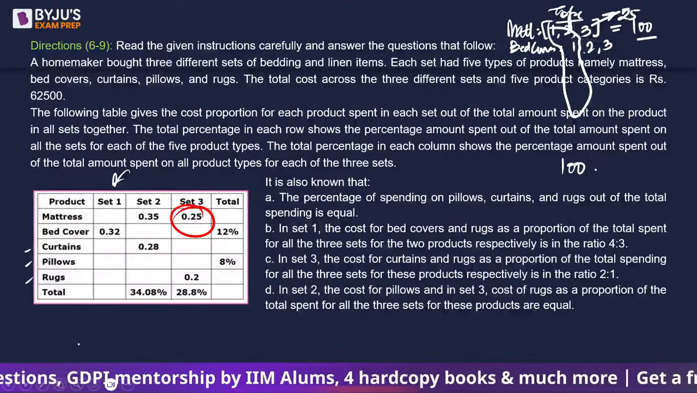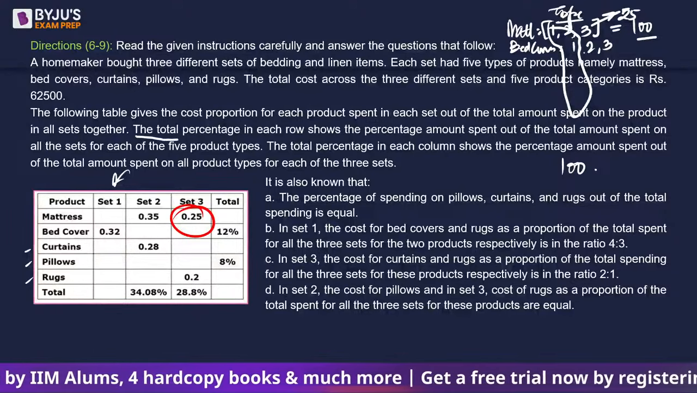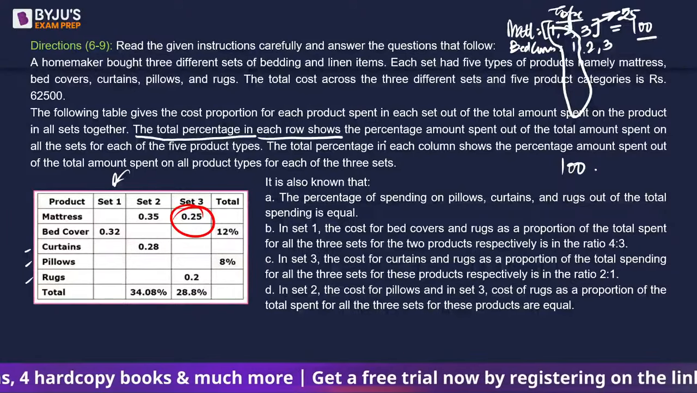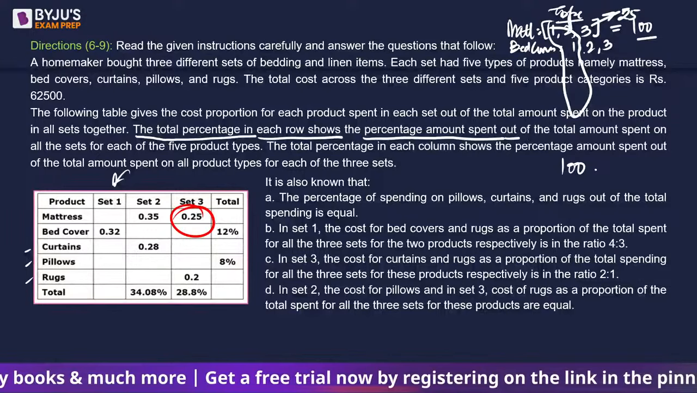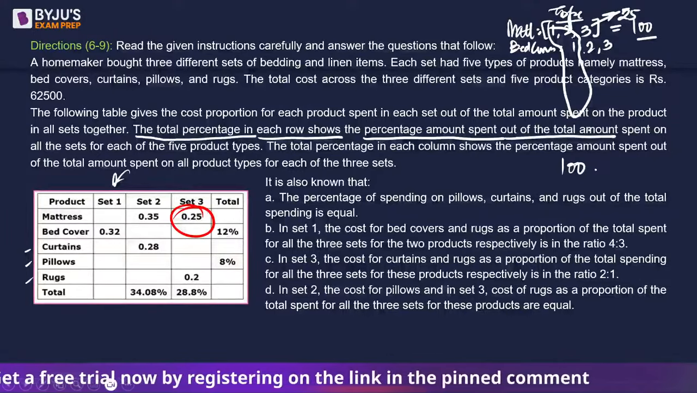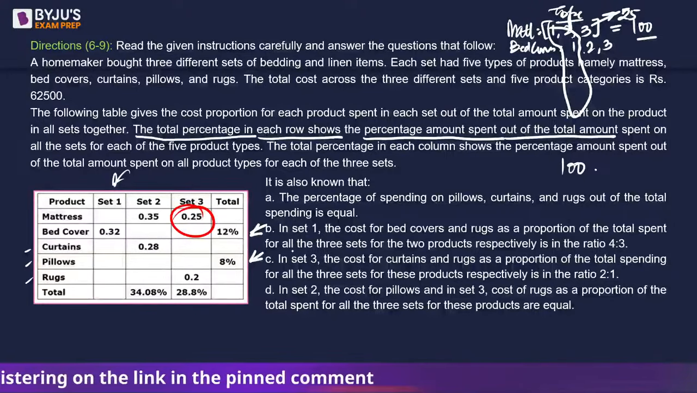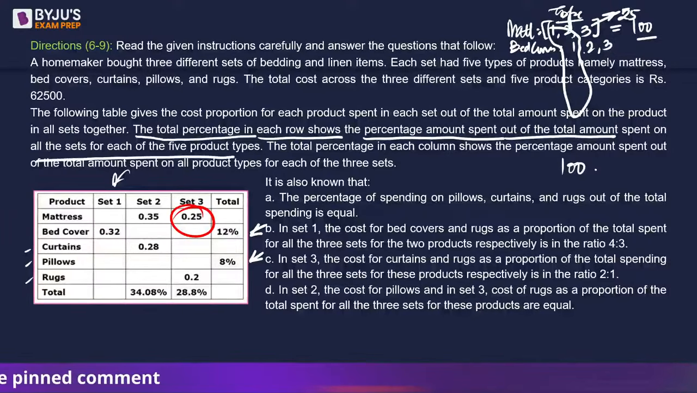So column wise we can't calculate that, row wise we can calculate. That's what is given. Total percentage in each row shows the percentage amount spent out of total amount. Total amount is 62,500, okay? Of that, 12% was spent on bed covers, 8% was spent on pillows. On all the sets for each of the 5 products, meaning throughout sets 1, 2, 3 all together.